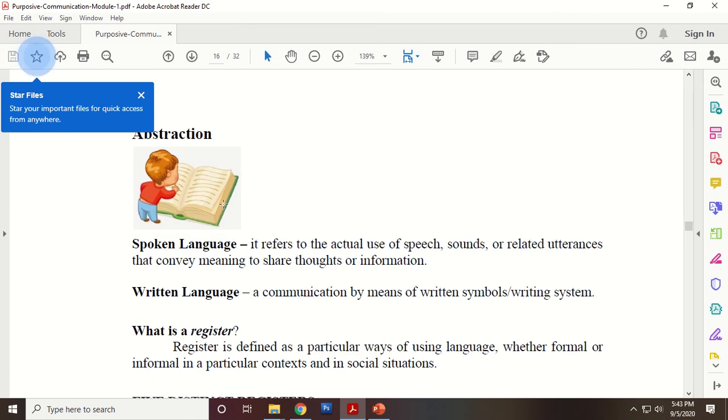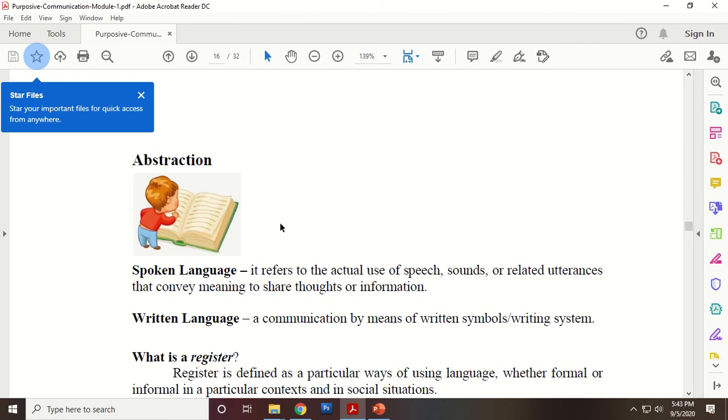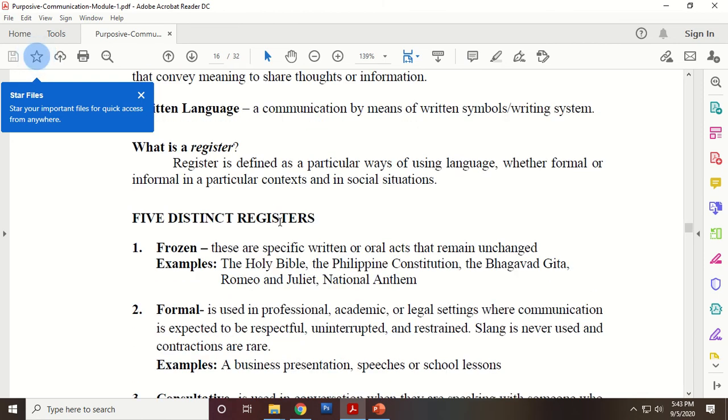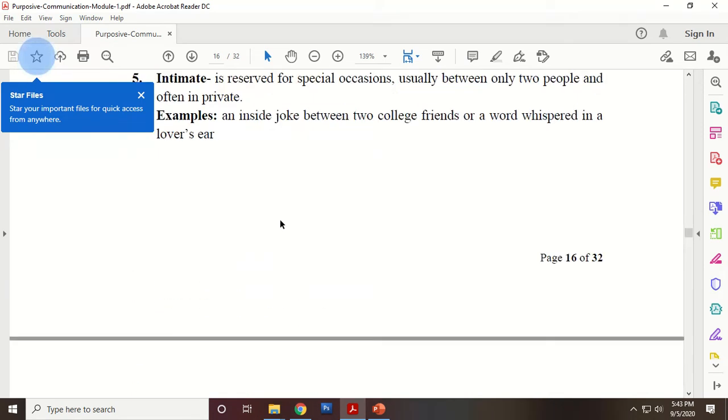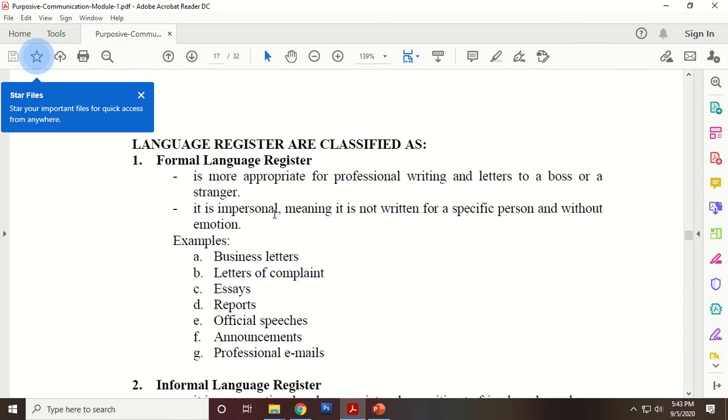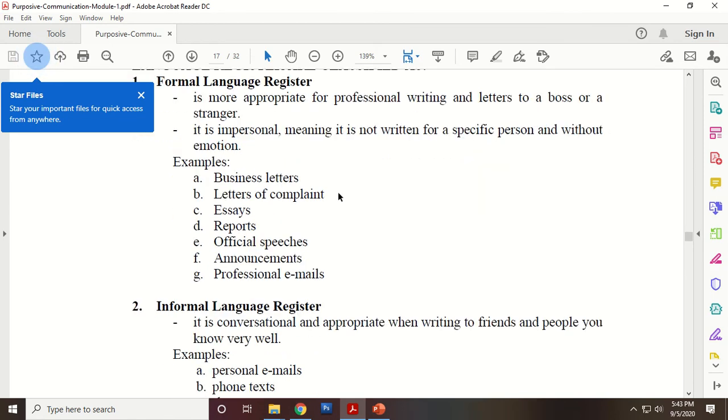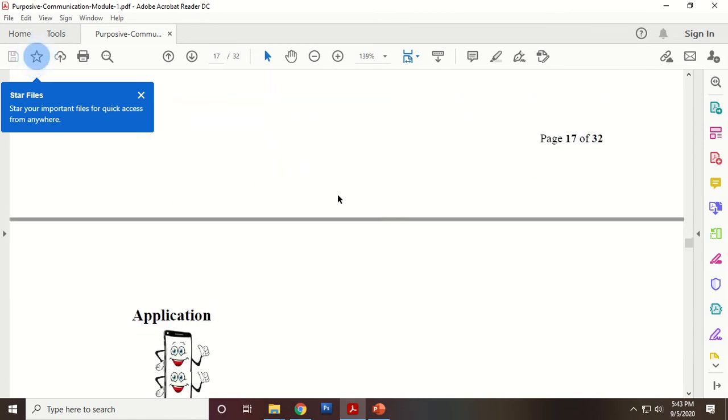Next is the abstraction. When it comes to abstraction, you don't really have to answer it. You're just going to read the sentences. Alright. Language register are classified as, you're just going to read that part.